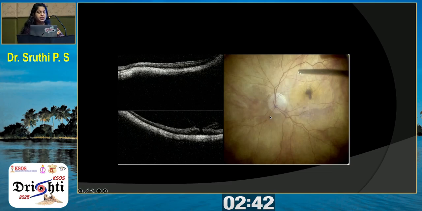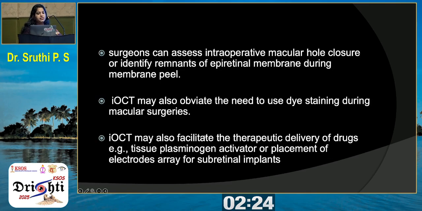In this case, this is a macular hole surgery, where the surgeon has already peeled the ILM, and you can appreciate the ILM flap over the macular hole. The same can be appreciated here. The ILM flap can be appreciated in IOCT in a closing macular hole. So the surgeon can assess intraoperative macular hole closure or identify the remnants of epiretinal membrane during membrane peel.